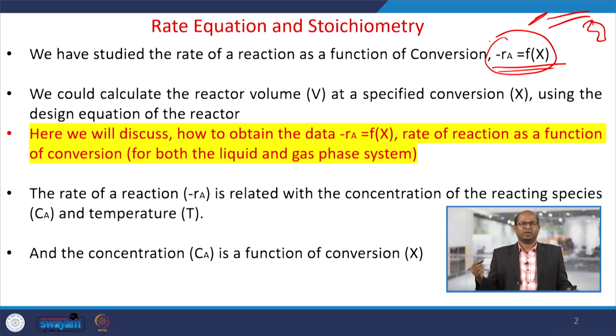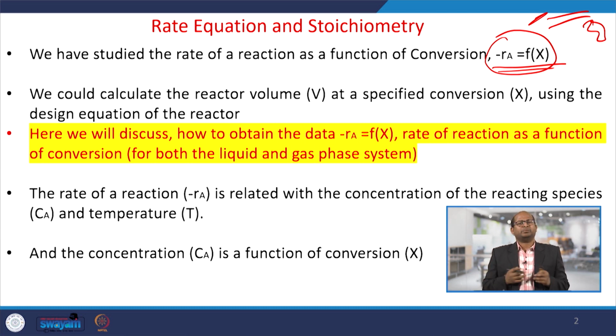So, in terms of conversion, or as a function of pressure and temperature, we can easily find out the volume. Here we will discuss how to obtain the rate data, that is, the rate minus r_A as a function of conversion, for both gas systems and liquid phase systems.